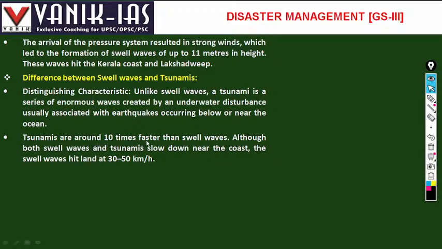Tsunamis are around 10 times faster than swell waves. Although both swell waves and tsunamis slow down near the coast, the swell waves hit the land at 30-50 km per hour, which is faster in the case of a tsunami.